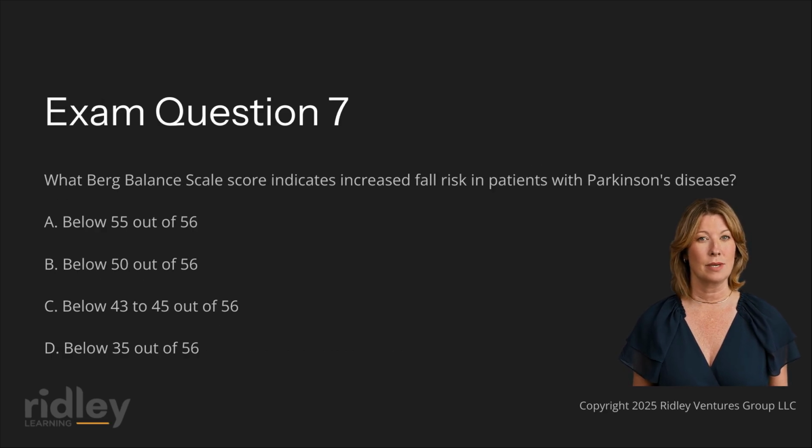Question 7. What Berg Balance Scale score indicates increased fall risk in patients with Parkinson's disease? The correct answer is C, below 43 to 45 out of 56. Rationale. The Berg Balance Scale is a comprehensive 14-item assessment that evaluates both static and dynamic balance through tasks like standing, turning, and reaching. The maximum score is 56 points, with higher scores indicating better balance. Research specific to the Parkinson's disease population has established that scores falling below 43 to 45 points indicate significantly increased fall probability.